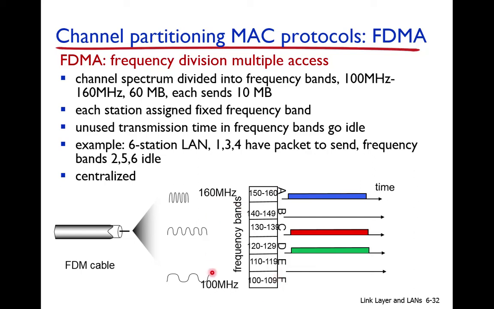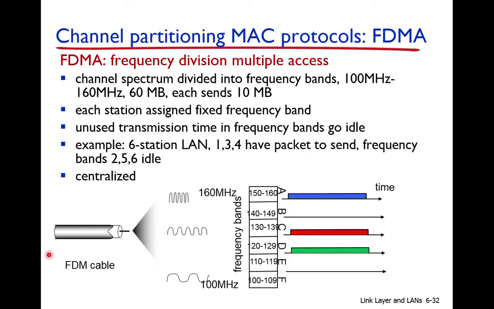Why? Because from 100 to 160 megahertz, it is about 60 megahertz bandwidth. So suppose this 60 megahertz bandwidth is equal to 60 MB. Since each node has 10 megahertz, each node can send 10 MB data. So this 60 MB bandwidth is divided among the 6 nodes A, B, C, D, E, F equally, because total link bandwidth is 60 MB and each node is transmitting the data at 10 MB per second.